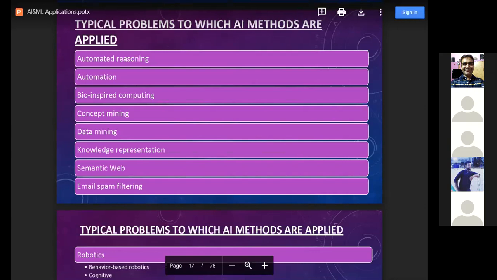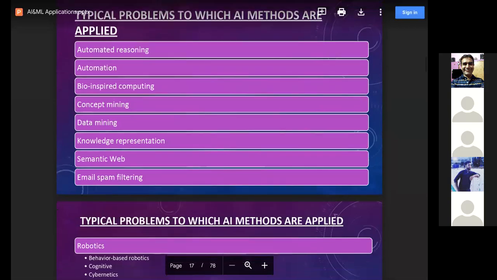Then you have email spam filtering. Automatically, by the keywords, using NLP, we are able to identify which thing is spam and which thing is correct for us. Right.